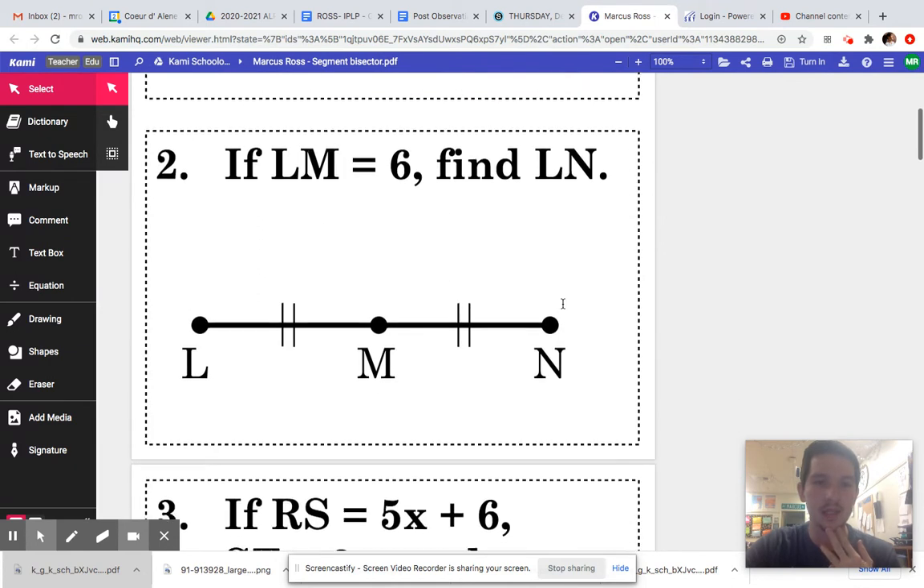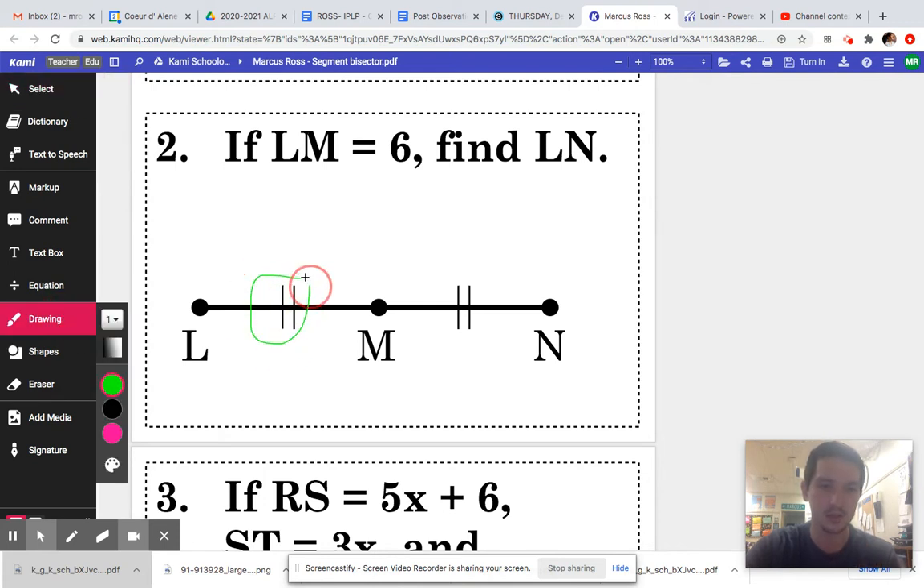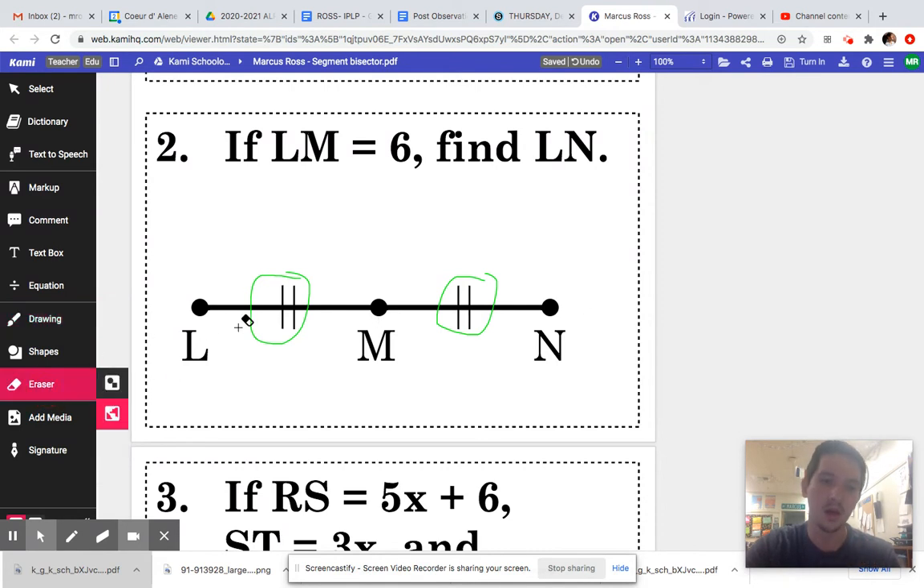But down here, we're looking at that segment bisector idea. So point M is bisecting line LN. And we know this to be true because we have these two lines right here. Let me draw a circle around it so you can see it better. That line right here and these two lines right here are showing us that line segment LM is exactly congruent to line segment MN, okay? I'm hoping you're getting that, okay?